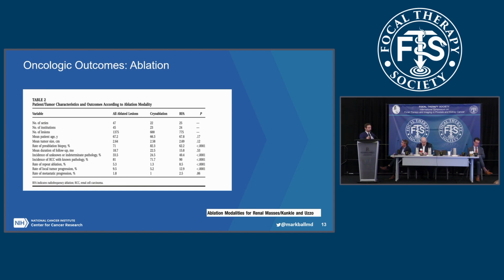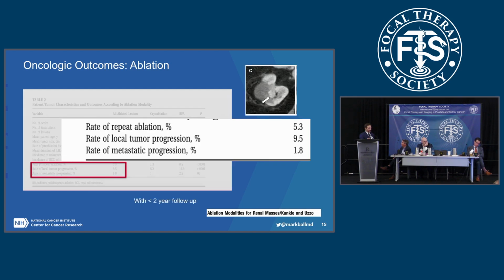Let's look at some ablation-specific oncologic outcomes, and I'll blow this up just a little bit. The risk of local failure is not insignificant for ablation. In this study, 5% of ablations needed a repeat ablation with a 10% local tumor progression rate and almost a 2% metastatic progression rate. And you can see in the figure on the upper right here, a small rim, an enhancing nodule at the edge of a previous ablation site. And these are all with kind of minimum follow-up, less than 2-year follow-up.